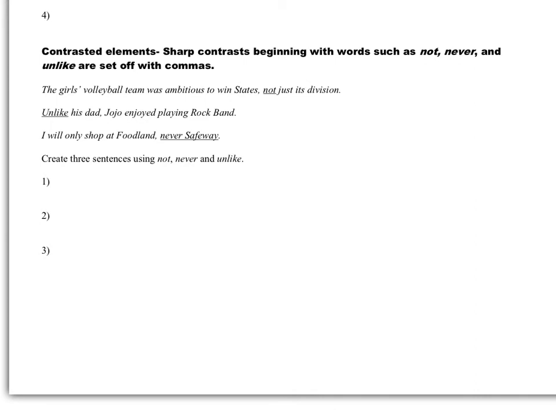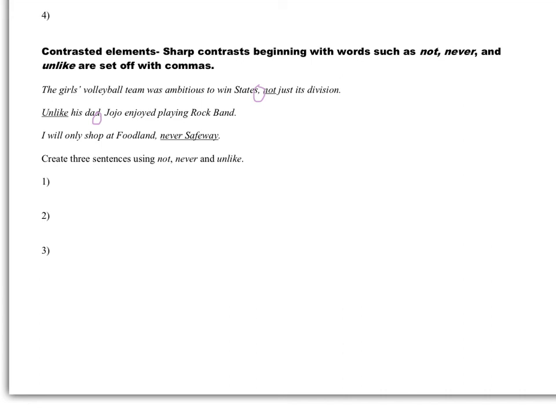The girls' volleyball team was ambitious to win states, not just its division. Notice the comma goes before the contrasted element if it's at the end of the sentence, separating it from the main sentence. Unlike his dad, Jojo enjoyed playing rock band. When the contrasted element is at the beginning of the sentence, then you need a comma to separate it from the main clause.